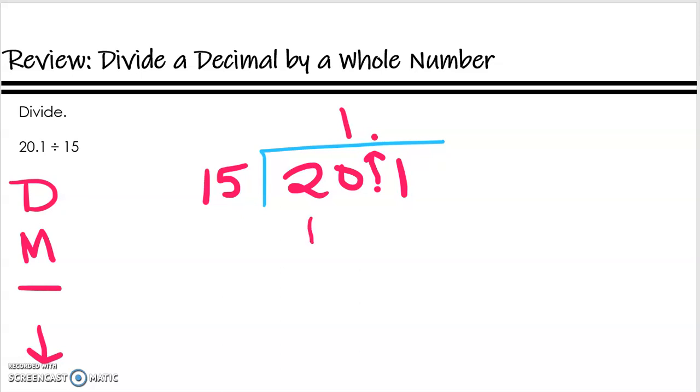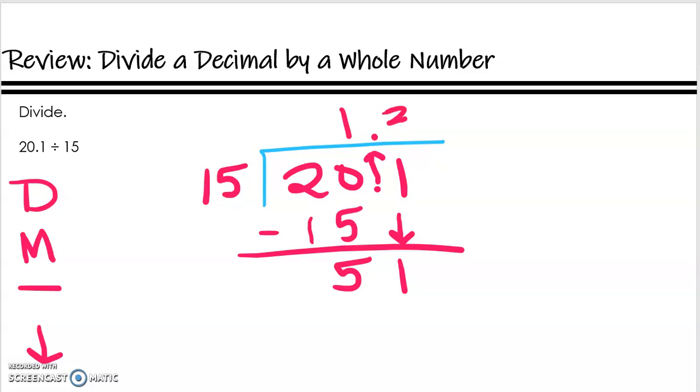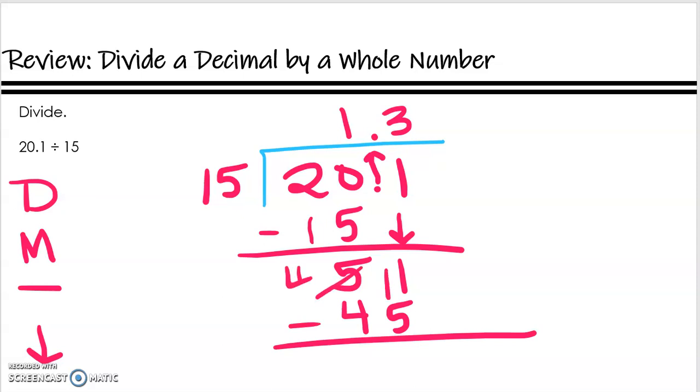1 times 15 is 15. I subtract, 20 minus 15 is 5, and I bring down my 1. 15 into 51. I know that 15 times 3 is 45. So 3 times 15 is 45. And I'm left with 6. There's nothing to bring down, so what I can do is add a 0 under the division bar and keep going, because this is going to help me get to my final answer.